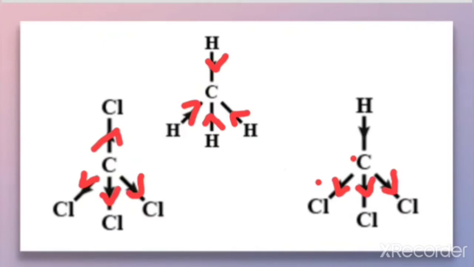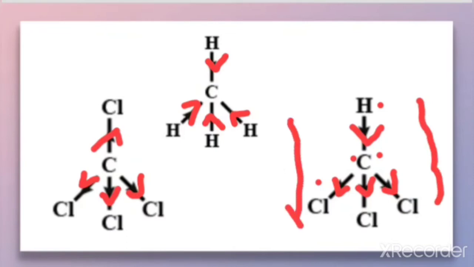But when you take the case of hydrogen and carbon, carbon is more electronegative. Now look at the arrow. In this case, the arrow is in the same direction, so there will be a net dipole moment in this direction.